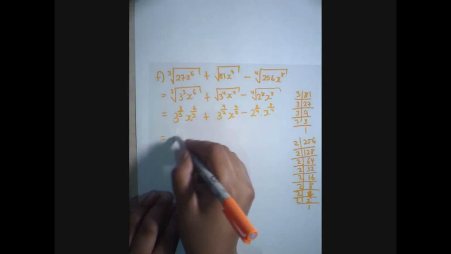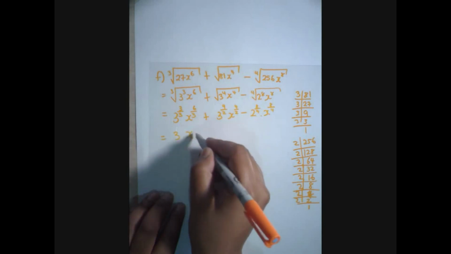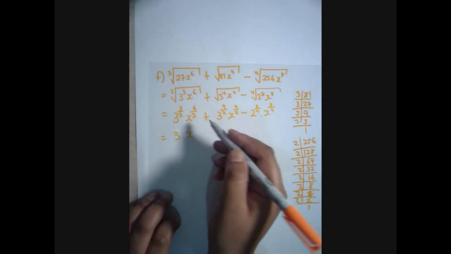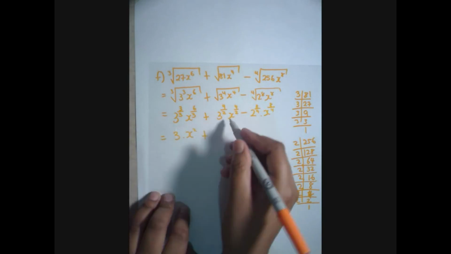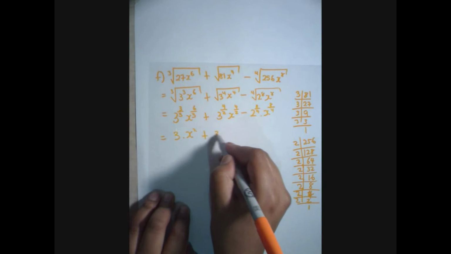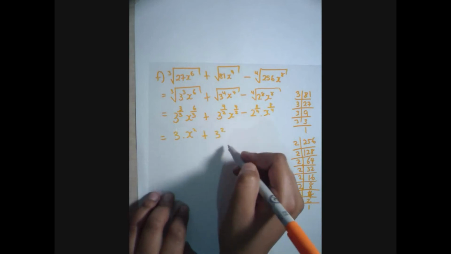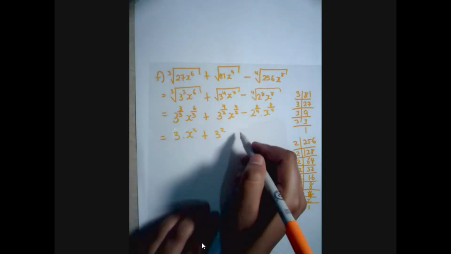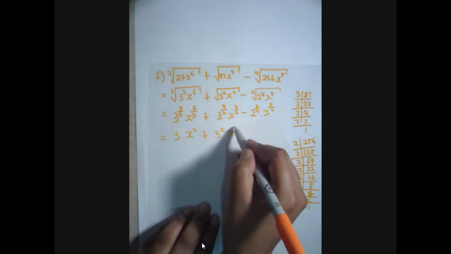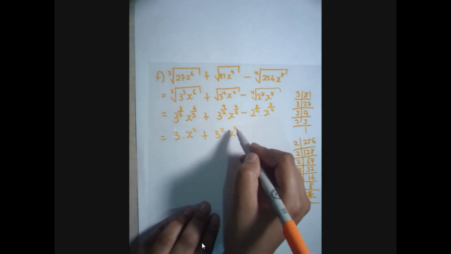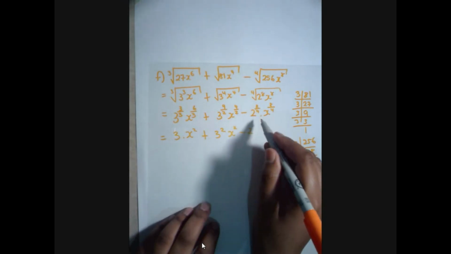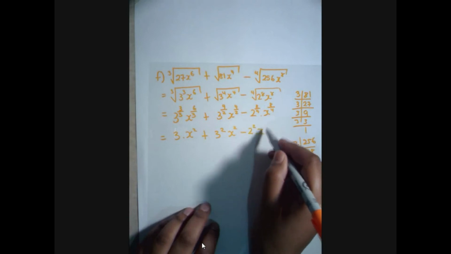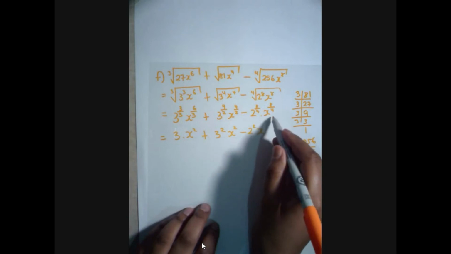Here it becomes 3 times x to the power 6 divided by 3 is 2. Here 4 divided by 2 is 3 to the power of 2, and then here I'm going to get x to the power of 2 also, and then I'm going to get minus 2 to the power 8 divided by 4 is 2 to the power of 2, and x to the power of 8 divided by 4 is also 2.